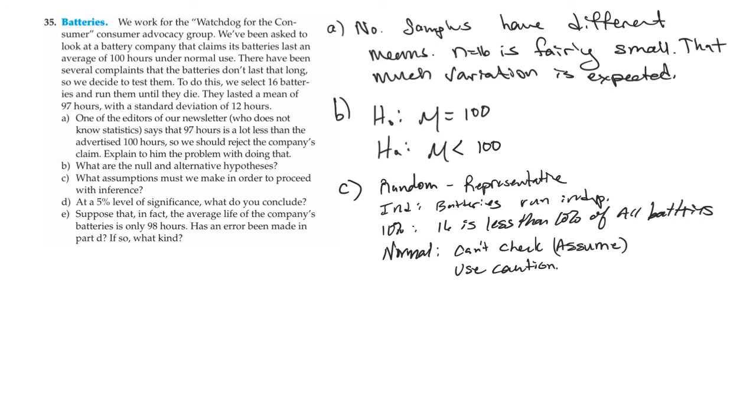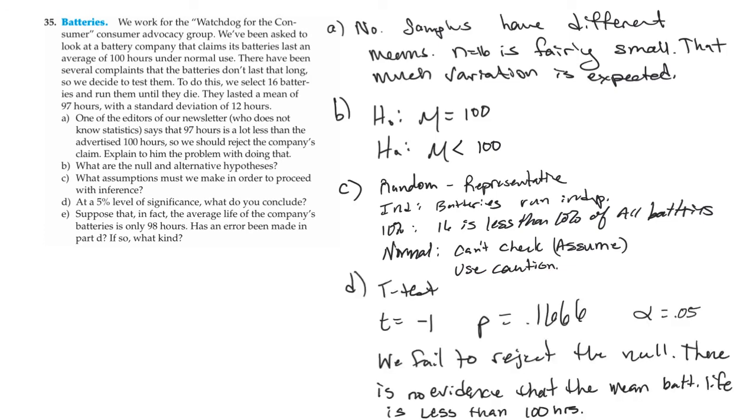Normality, now this is something we can't actually check. We have a sample size of only 16, so that's not large enough. However, batteries may have a normally distributed runtime. That may be a reasonable assumption, but in this case, we're simply going to say, well, I can't actually check it, so we're going to simply assume, and I'd use caution when I do that.